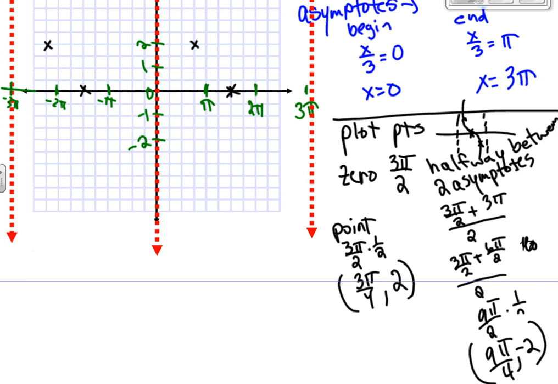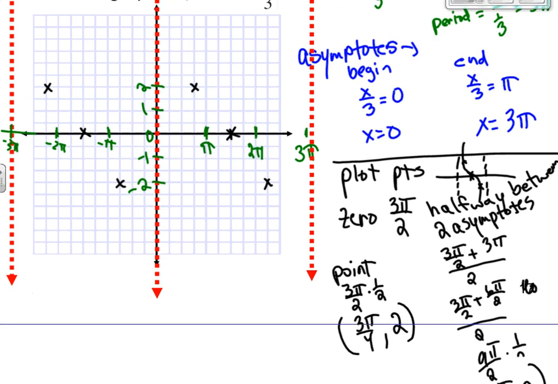And 9 pi over 4 is what? 2 1/4. Is that right? 2 1/4. So at 2 1/4, I'm at my -2. And from here, I could have just counted boxes 1, 2, 3, 4, 5, 6, and just go 3 of those. But I want you to mathematically know how to do that as well, so that if it doesn't work out to be something that's easy to count, you can still figure it out. So then the black curve is going to be the answer there.